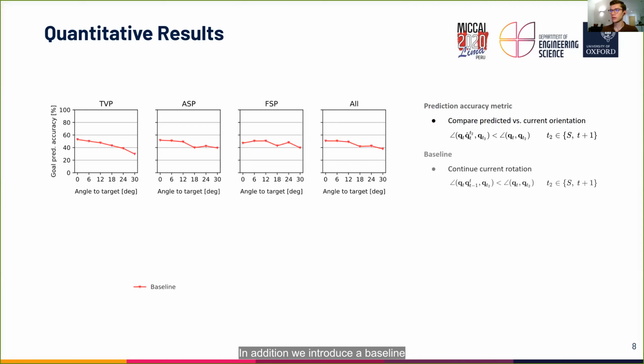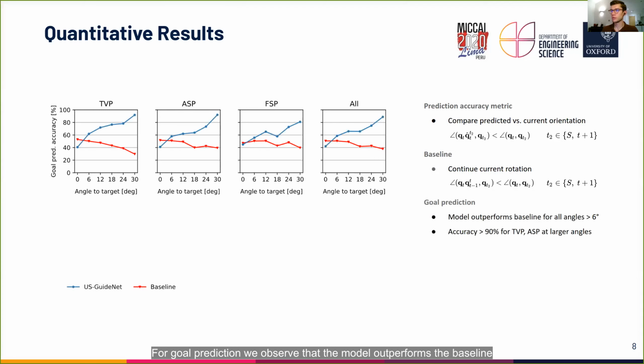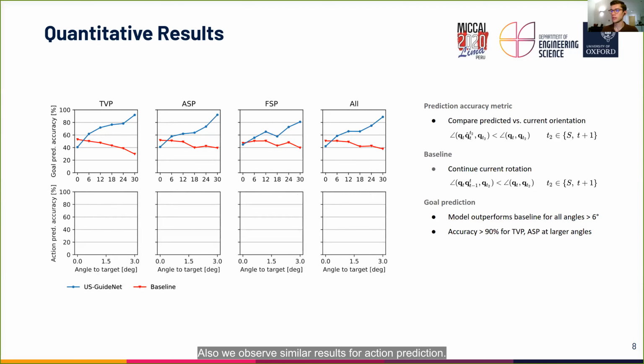In addition, we introduce a baseline, which is to simply follow the current probe rotation. For goal prediction, we observe that the model outperforms the baseline for all angles above 6 degrees, and we observe a generally high accuracy with over 90% for the TVP and ASP planes. Also, we observe similar results for action prediction.